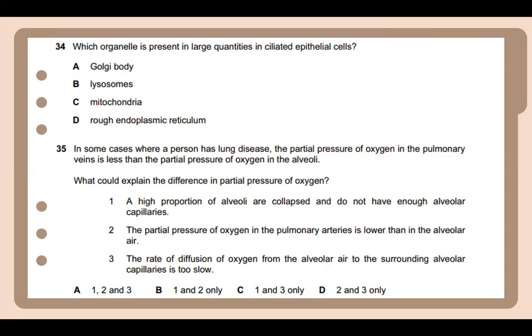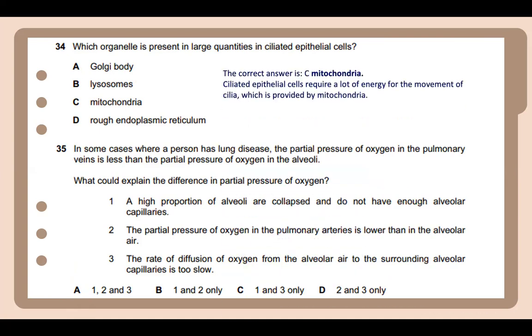Which organelle is present in large quantity in ciliated epithelial cells? The correct answer is mitochondria. Ciliated epithelial cells require a lot of energy for the movement of cilia, which is provided by mitochondria.